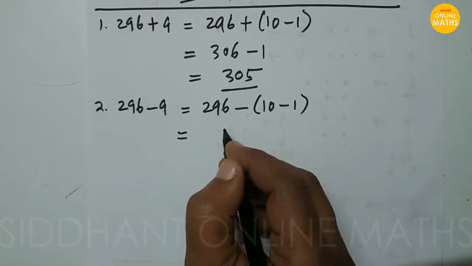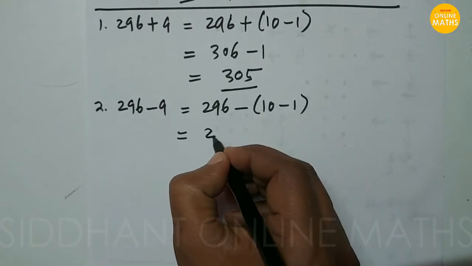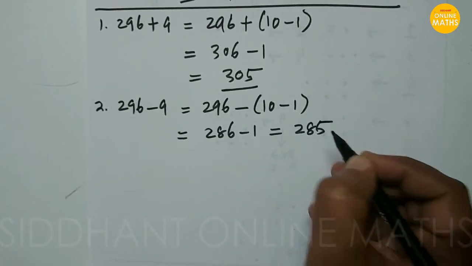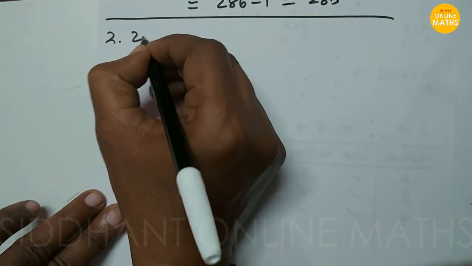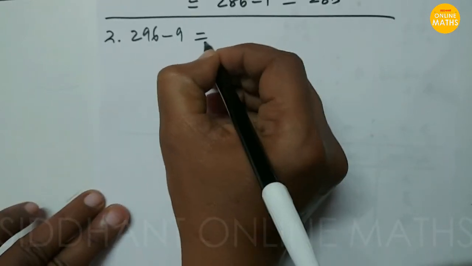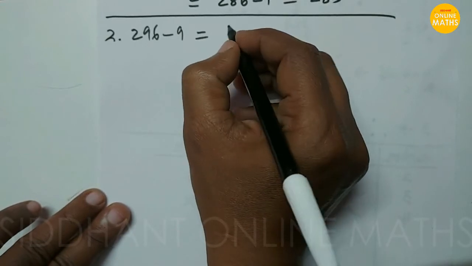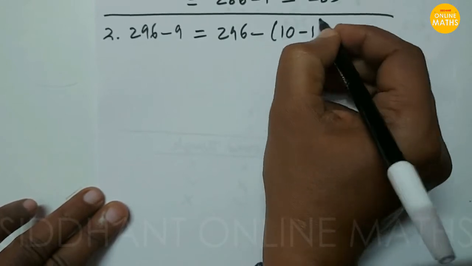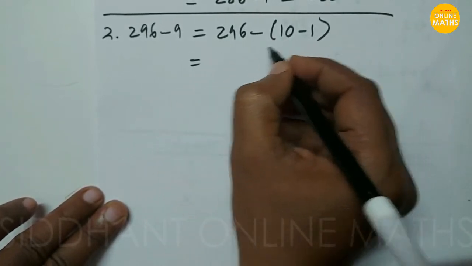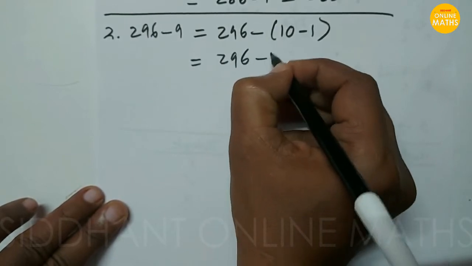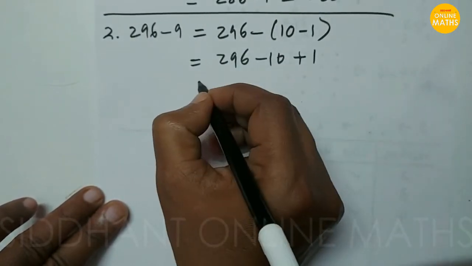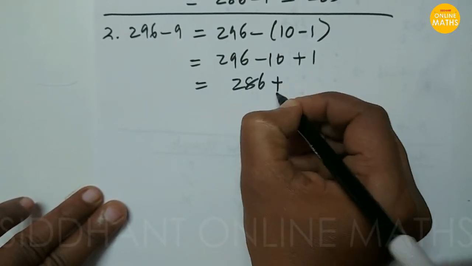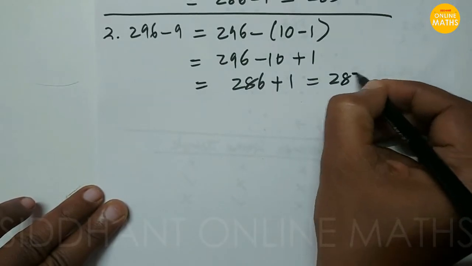So now you see 296 minus 10, it will be 286 minus 1, and it will be 285 here. So we take a second example, 296 minus 1. So 9 can be written as 10 minus 1. So 296 minus 10 minus 1, we are going to write. So now you see this 296 minus 10 plus 1 it is. So 296 minus 10, it will be 286 plus 1. So the plus 1 will be 287.